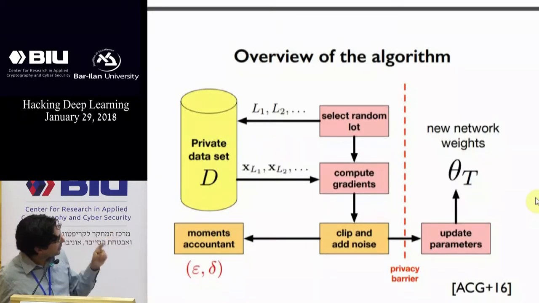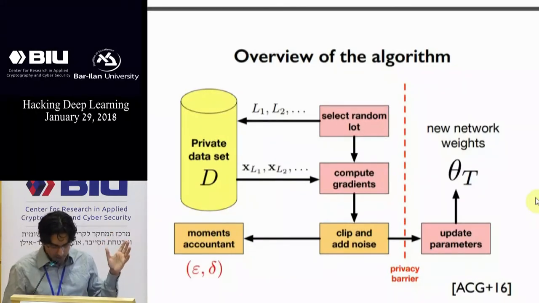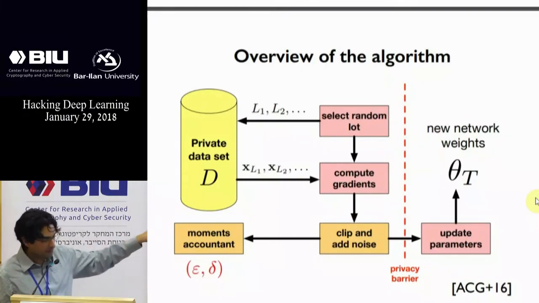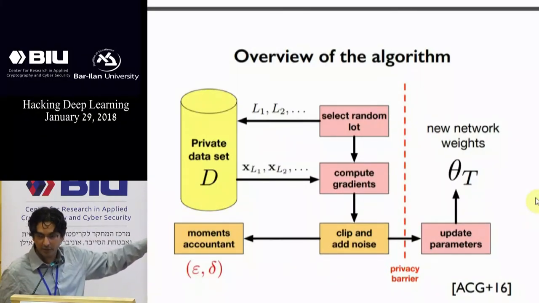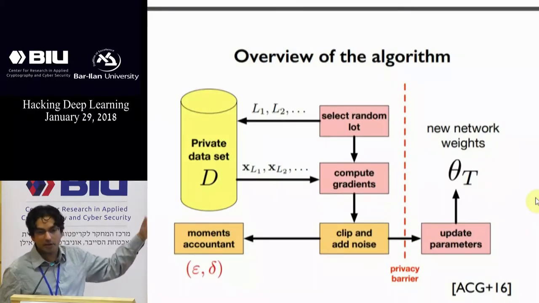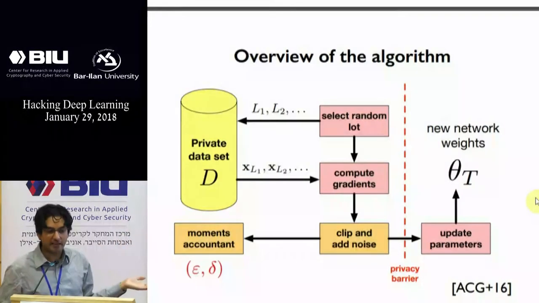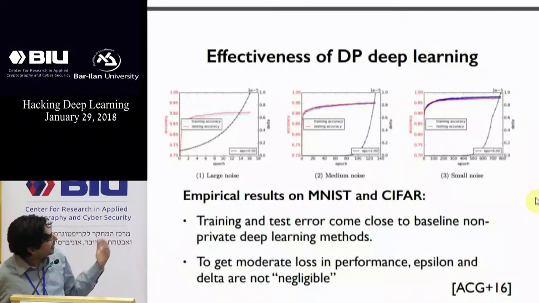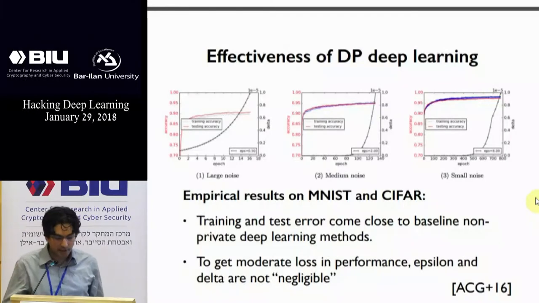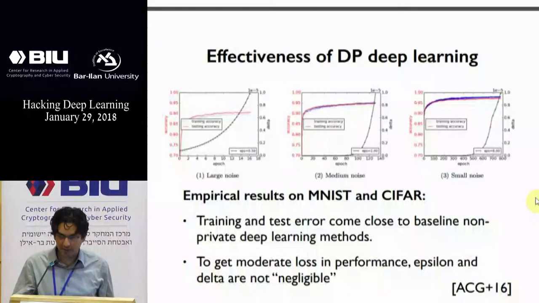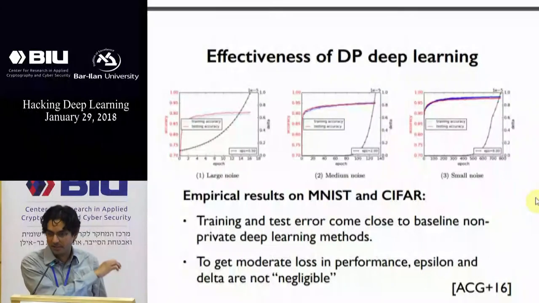The cool thing is that it does work pretty well, which was surprising, because if you didn't do this moments accountant, that is, if you didn't do a good job of keeping track of the privacy risk, you would end up saying your epsilon is 5,000 and your delta is 0.5 or something like that. Right? So it would be very bad in a naive analysis. Empirically you can see in the results that the training and test error end up coming close to the non-private deep learning methods. Obviously, by the time this paper was published, there were six other deep learning networks which did better than the one that they compared against.